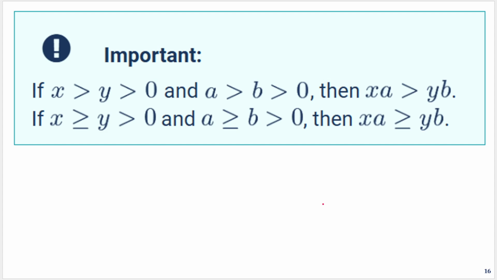For example, if we have x is greater than or equal to y, which is greater than 0, and a is greater than or equal to b, and both of them are greater than 0, then we must have x times a is greater than or equal to y times b. Did you get it? This is the fourth property we have learned so far in this class, right?